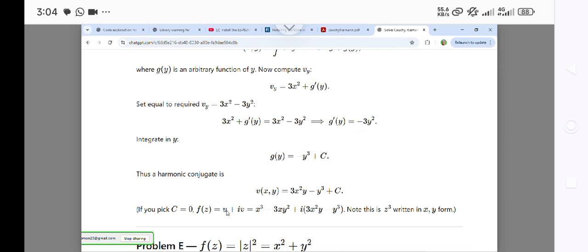The next thing you may be required to get is the function f of z. Of course, f of z, as you know, is equal to u plus iv. Put your u, put your v. Your u was already given, then you have gotten your v as this. You may not need to put a constant, and just put it this way. You can put a constant inside with the plus c. It's still okay.